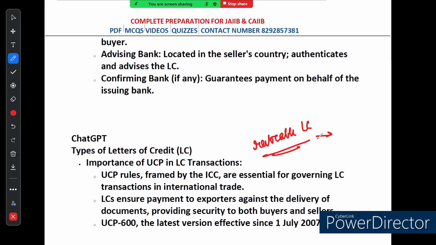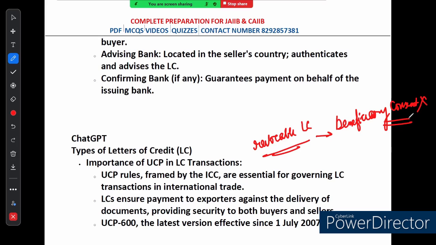As the name suggests, this type of LC can be amended or cancelled by the issuing bank at any time without the beneficiary's consent. Now, as the name suggests, it is called revocable, so beneficiary consent is not required. This type of LC can be amended or cancelled by the issuing bank without the beneficiary's consent, as long as it has not been used yet. However, these are rarely used today because of their limited value, right?